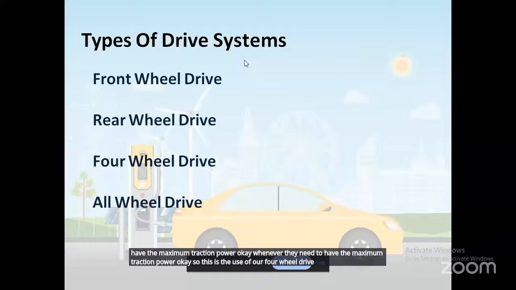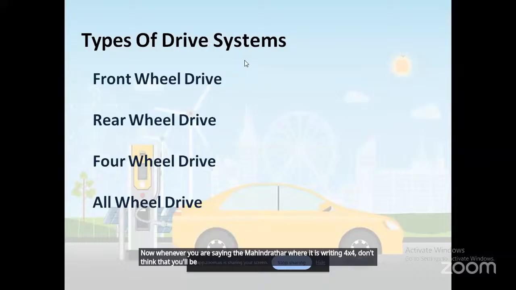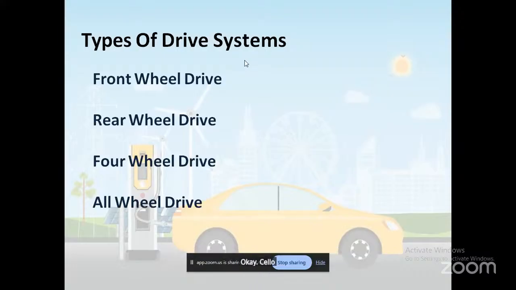So are all of you clear with the four-wheel drive? Yeah, I think you got some crystal clarity regarding the four wheels. Now, whenever you see the Mahindra Thar where it says 4x4, don't think that you'll have 4 seats inside. Just think that it is a four-wheel drive vehicle. Okay, chalo.